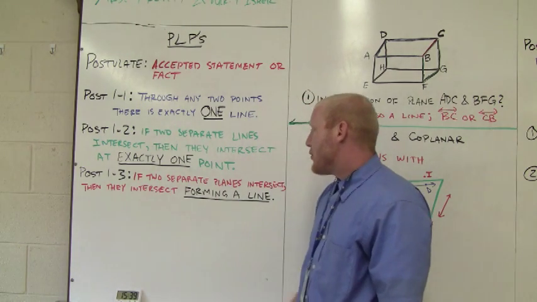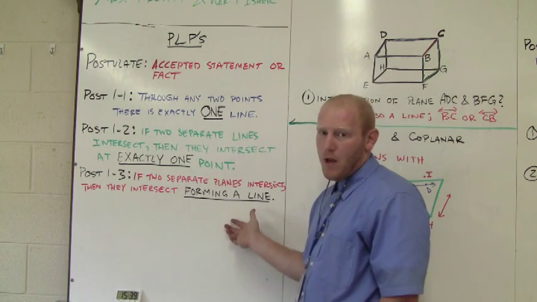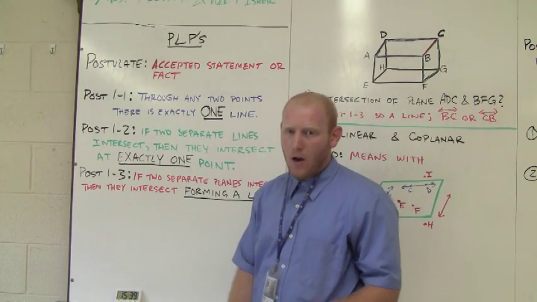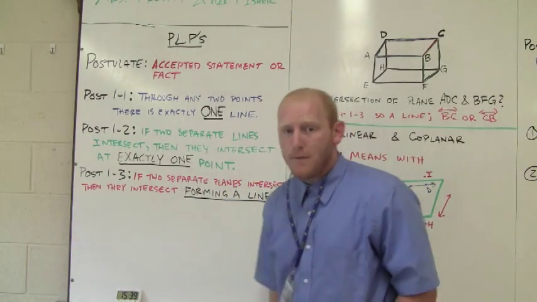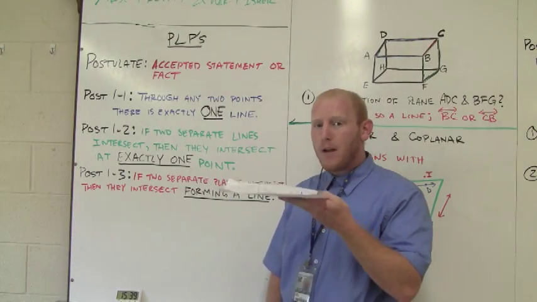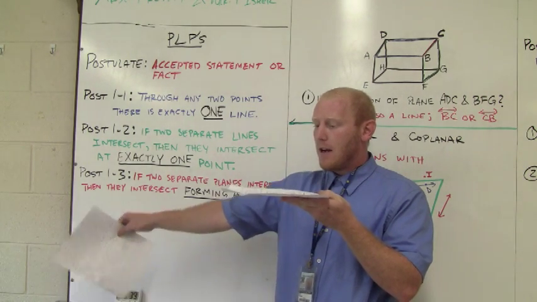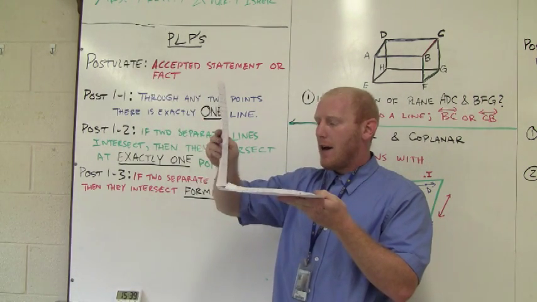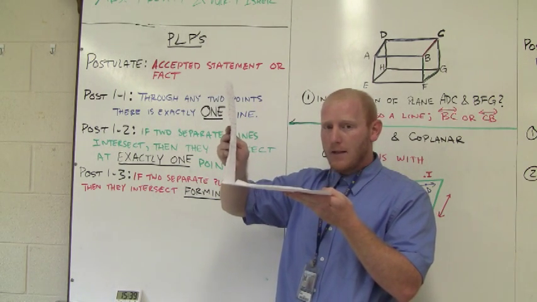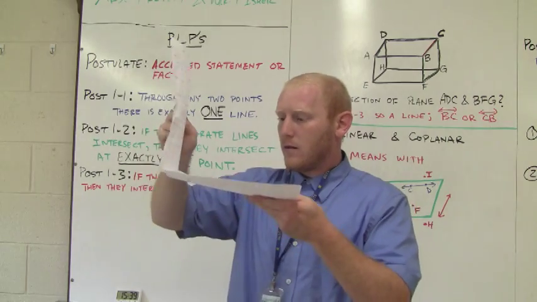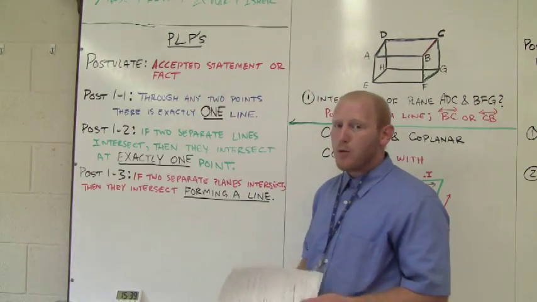Postulate 1-3. If 2 separate planes intersect, then they intersect forming a line. Now, as we talked about earlier, I'm going to get another piece of paper real quick. If we have 2 separate planes, I have my first plane here, example by this paper. I have my second plane here. When they intersect, they form a line. That's the edge of the paper. So that would be what happens when 2 planes intersect.